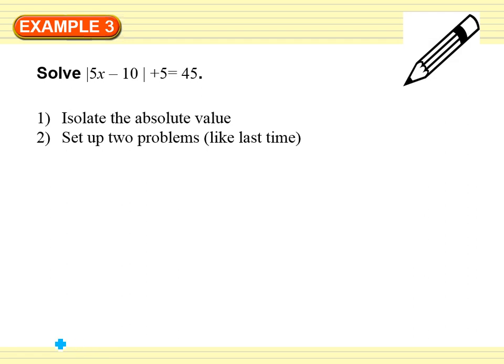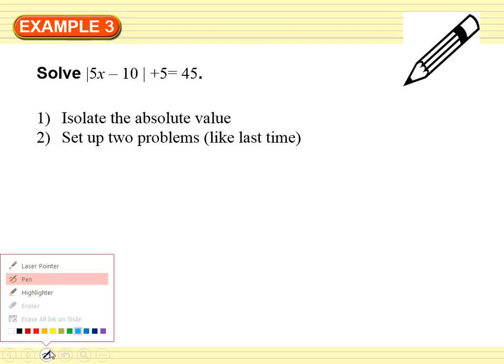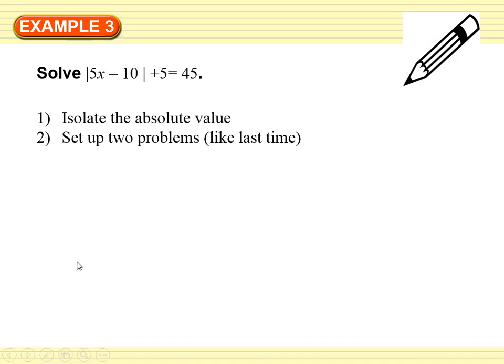notebook. This time I have absolute value of 5x minus 10, the absolute value of that whole thing plus 5 equals 45. Now, the first thing we have to do, and this is what we should do every time we have a function, is we always should get whatever function we're working with and isolate it. So in this case, we're working with an absolute value, so I want to isolate the absolute value. Well, how do I do that? I subtract 5 from both sides. So I have 5x minus 10, the absolute value of that, equals 40.